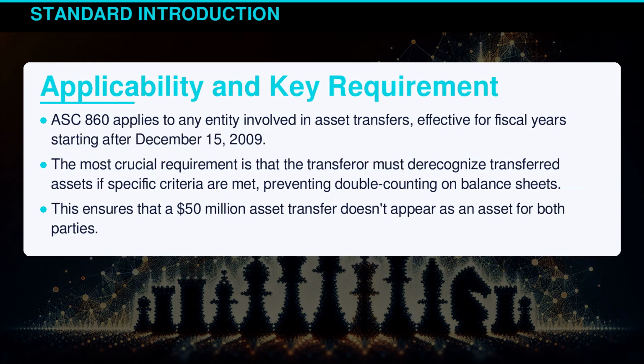ASC 860 applies to any entity involved in asset transfers, effective for fiscal years starting after December 15, 2009. The most crucial requirement is that the transferor must derecognize transferred assets if specific criteria are met, preventing double counting on balance sheets. This ensures that a $50 million asset transfer doesn't appear as an asset for both parties.